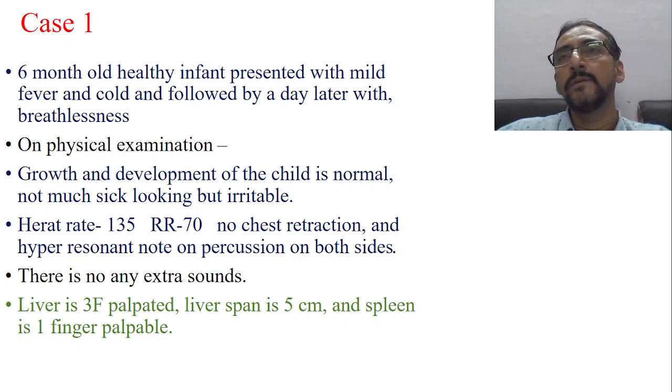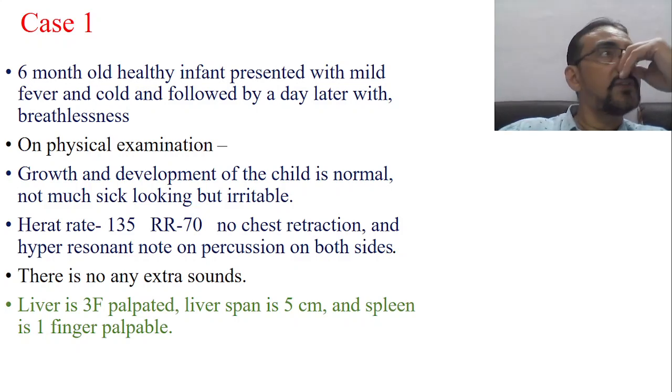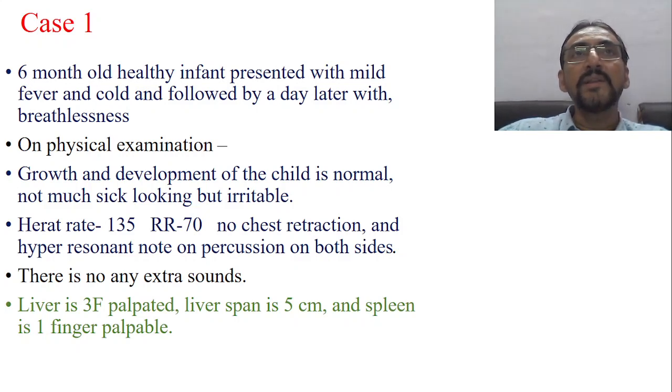So this is not a physiological variation. There is some problem here, because the respiratory rate is more and the ratio of 1:3 or 1:4 is not fulfilled. At a respiratory rate of 70, the heart rate should have been around 200, but it is not like that. Heart rate of 135 is almost normal for a 6-month-old baby, maybe slightly increased, but the respiratory rate is markedly increased. Totally abnormal. So this is the situation. That means the respiratory rate is high, but there are no chest retractions.